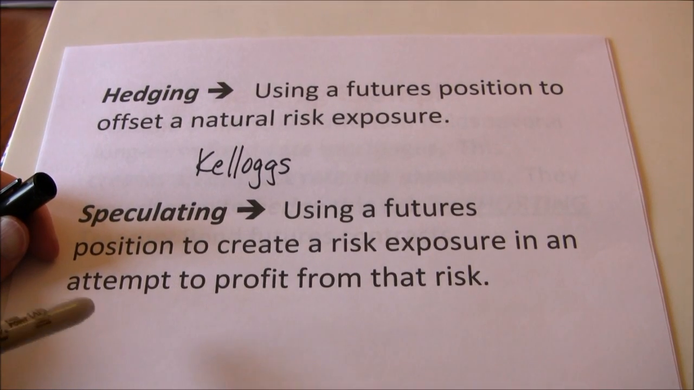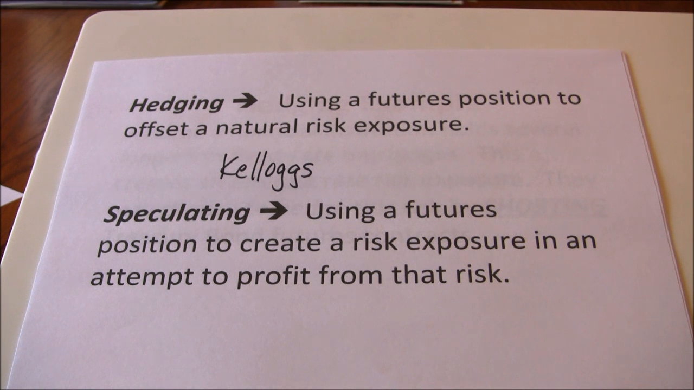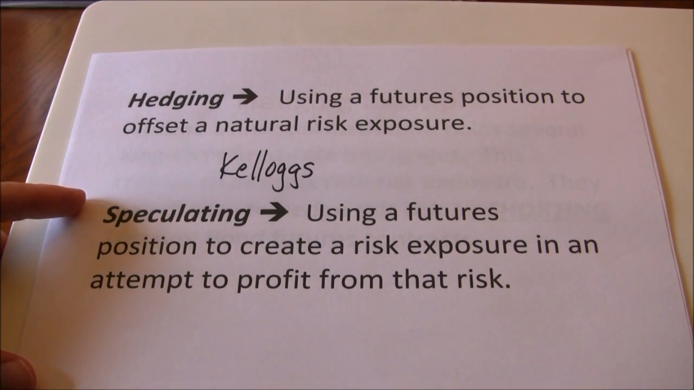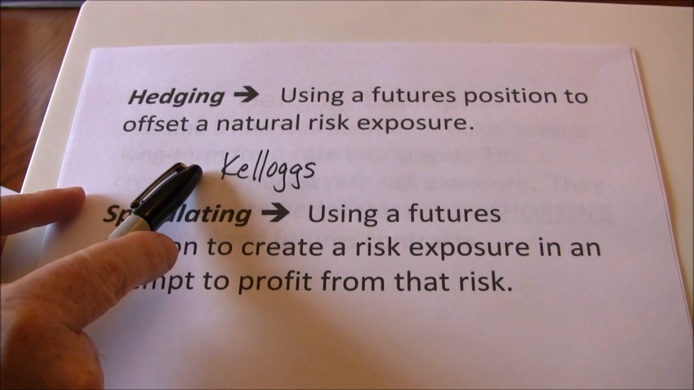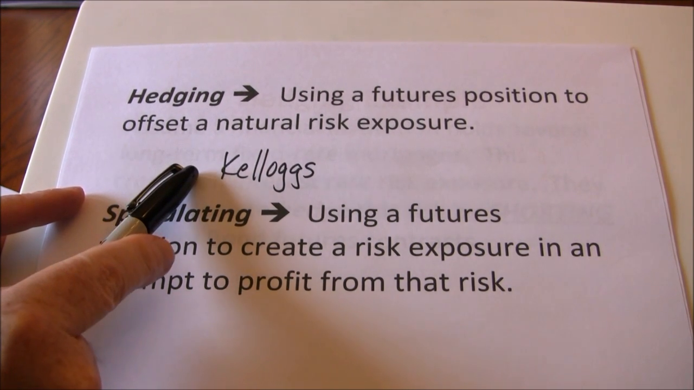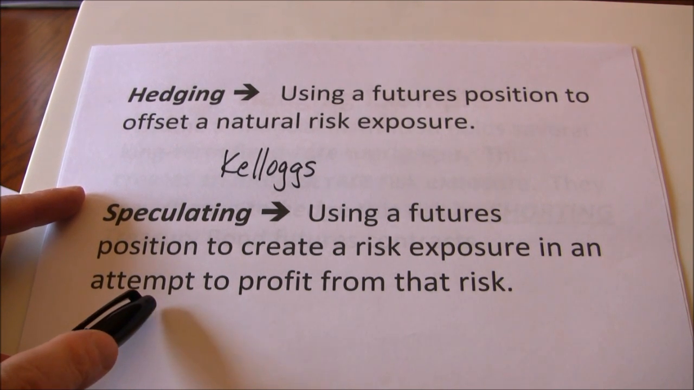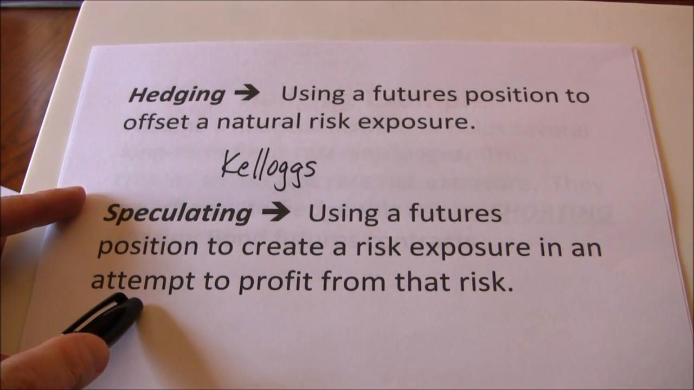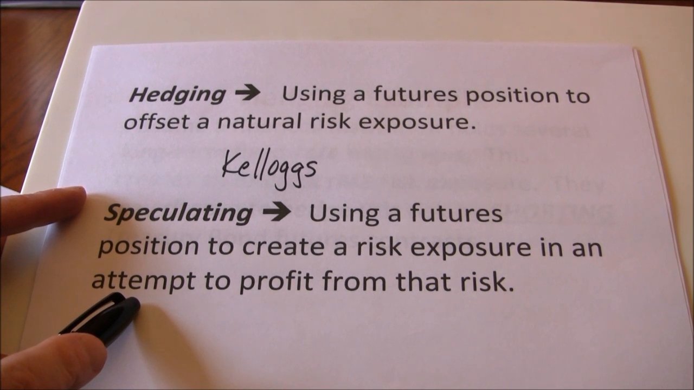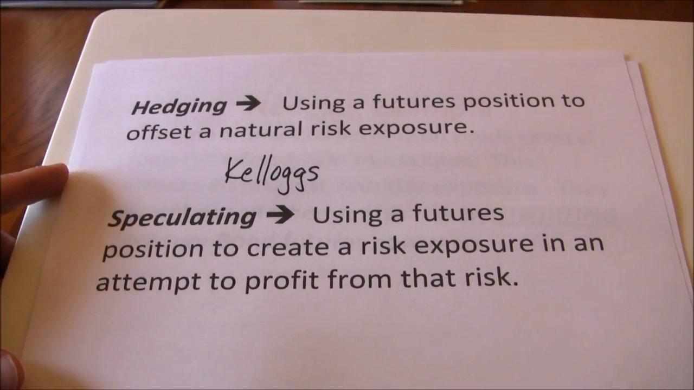Speculators are doing something completely different. A speculator is using a futures position to create a risk exposure in an attempt to profit from that risk. For example, if Kellogg's is buying corn futures or wheat futures, that's a hedging situation. They're exposed to the price of grains, and so they're trying to lock in those prices with futures. If I were to buy corn futures or wheat futures, I would be speculating. I don't have enough risk exposure to corn prices or wheat prices to really worry about hedging that risk in the futures market. Instead, if I were to buy those contracts, I'd just be making a bet on the direction of corn prices or wheat prices.